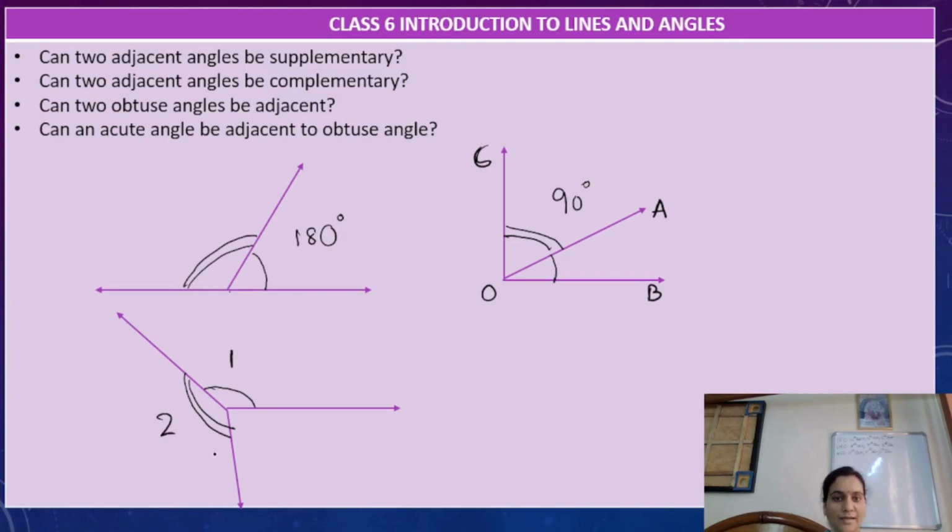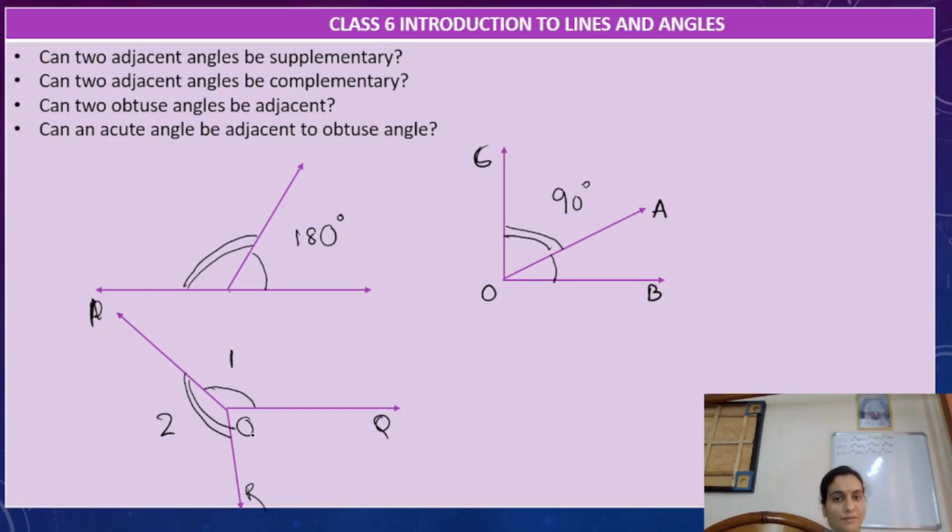If angle 1 and angle 2, both of which you can see in this figure, are more than 90 degrees, they are definitely both obtuse, and they have a common side here. Let me name it OP. The uncommon sides are lying on either side of the common side. OQ and OR are lying on either side of the common side OP. So these two obtuse angles can be adjacent.